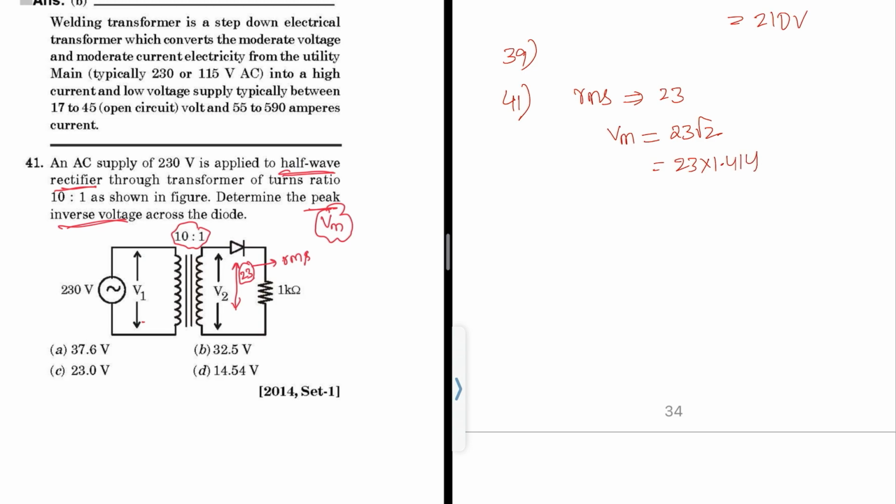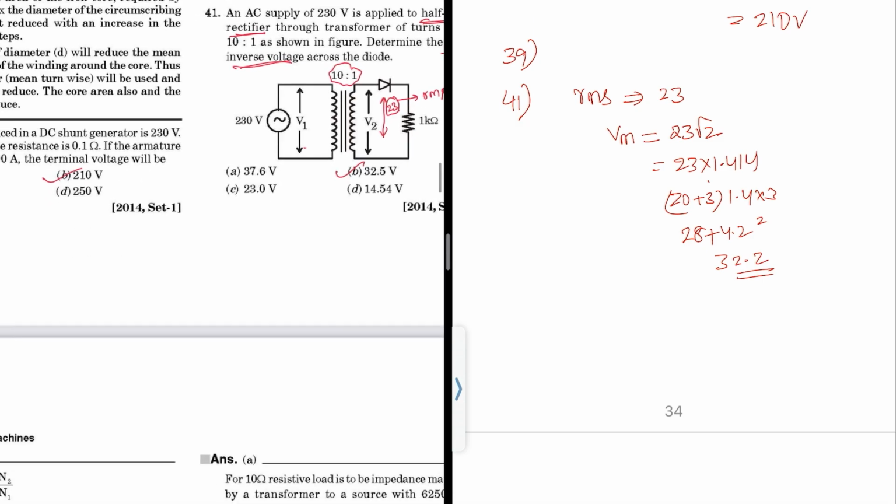So we have to get 23 into 1.414. If we calculate this, it will be around 28 plus. So we can write 20 plus 3 into 1.4. Let it be. So it will be 28 plus 3 into 4, 12, 4.2. So 32.2 something, right? So the most probable answer is option B.